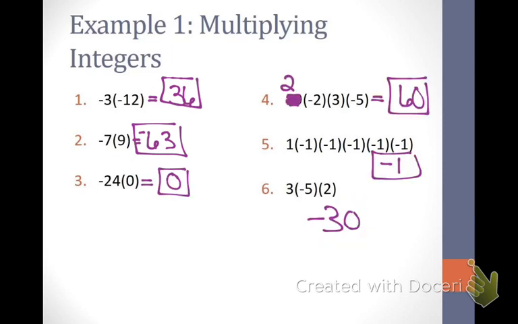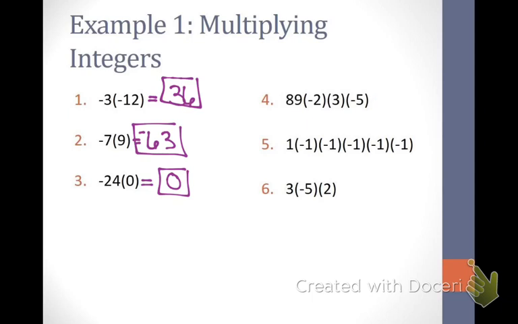All right, number 3, negative 24 times 0 is? 0. Whoops, didn't mean to put them all up there. Hold on. Just backing it on up. Okay, so negative 24 times 0 is 0. Now, number 4, I'm going to change 89 to 2. That'll make it a little easier to do the calculation. I still just multiply left to right like I normally would. Not worrying about the signs yet.